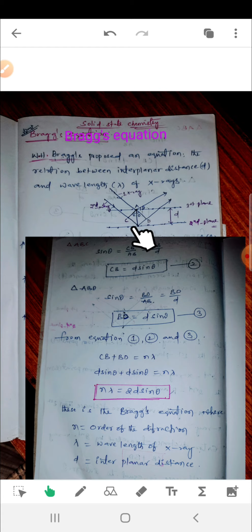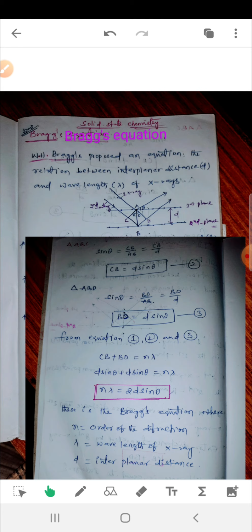Here also, sin theta equals opposite side by hypotenuse. The opposite side is BD, so sin theta equals BD by AB. AB is very well known, that is the distance between the two layers, the interplanar distance small d. So BD equals d sin theta. Give this equation number 3.